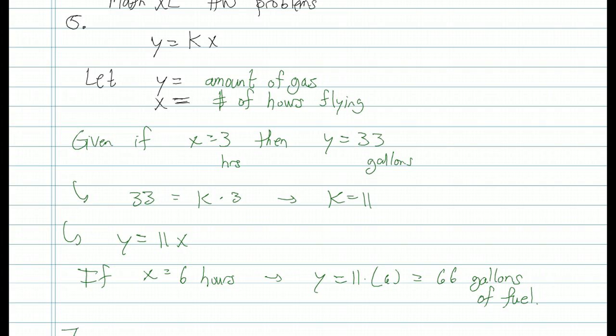So again, to recap, you always want to start out with your proportion equation, determine the constant of proportionality using the given information, plug that into your equation, then answer the question.